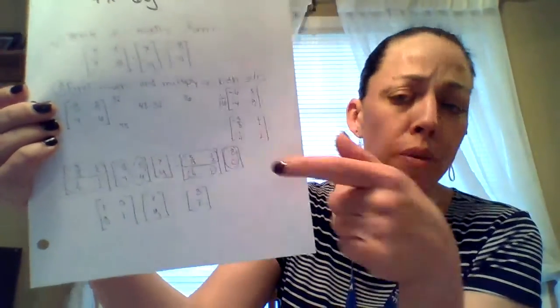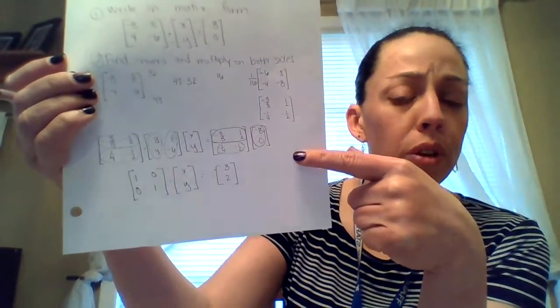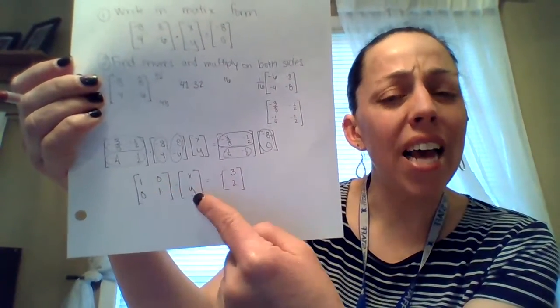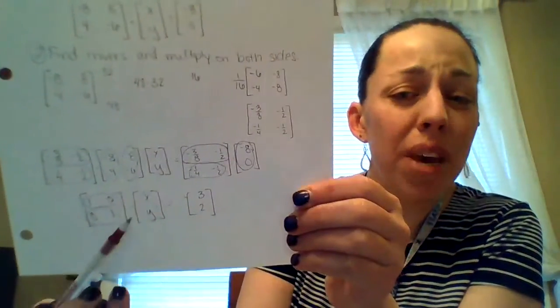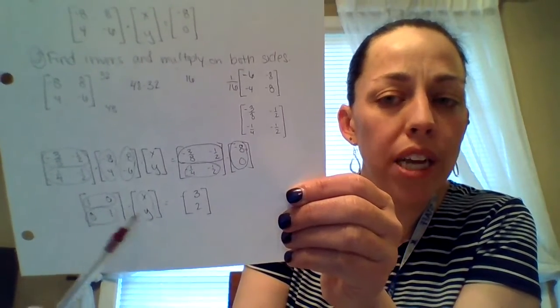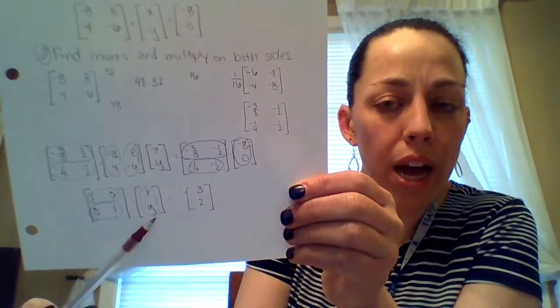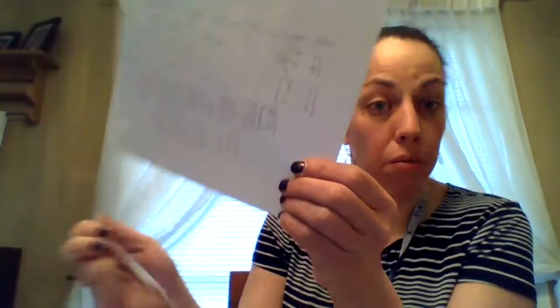On this side, I can't have two things. I can only have one. So this is really weird. Guys, the identity is like the number 1. This multiplication here is actually going to give me x y again. Because what's 1 times x? X. What's 0 times y? 0. What's x plus 0? X. The other one, what's 0 times x? 0. What's 1 times y? Y. There was no multiplication to do on the other side.